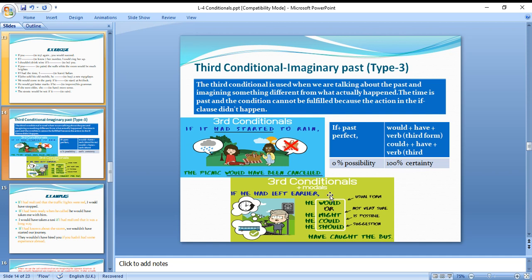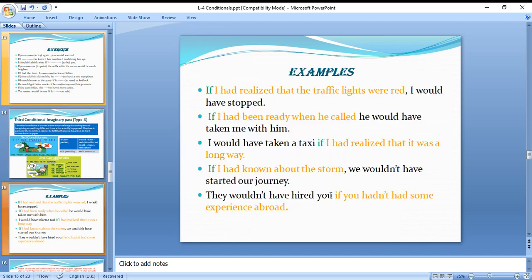If we see the sentence, if it had started to rain, the picnic would have been cancelled. But the picnic would not have been cancelled because it had not rained. Other examples: if I had realized that the traffic lights were red, I would have stopped. But he had not realized that the traffic lights were red, and that's why he did not stop. If I had been ready when he called, he would have taken me with him. I would have taken a taxi if I had realized that it was a long way.